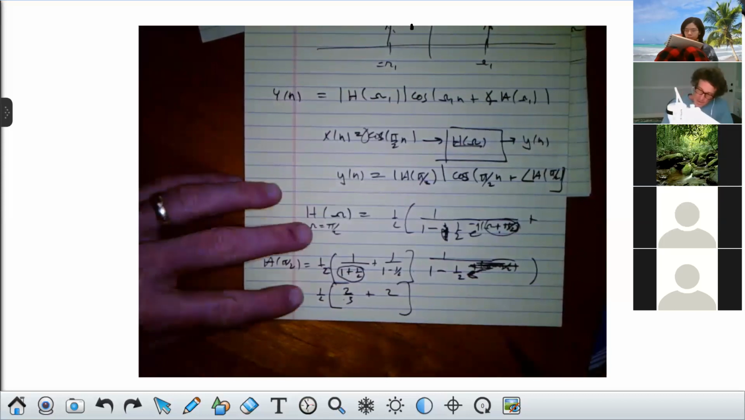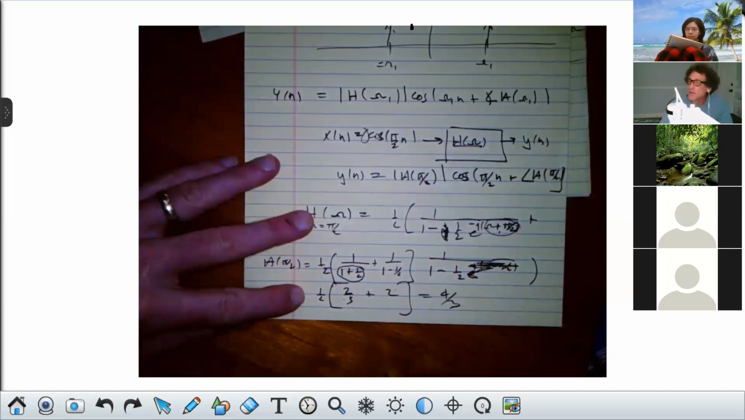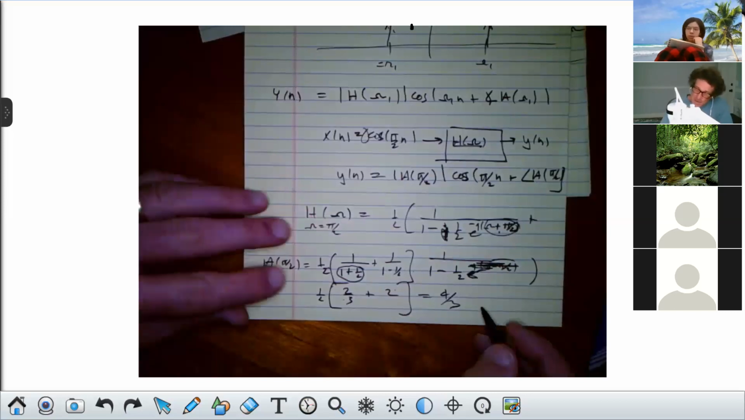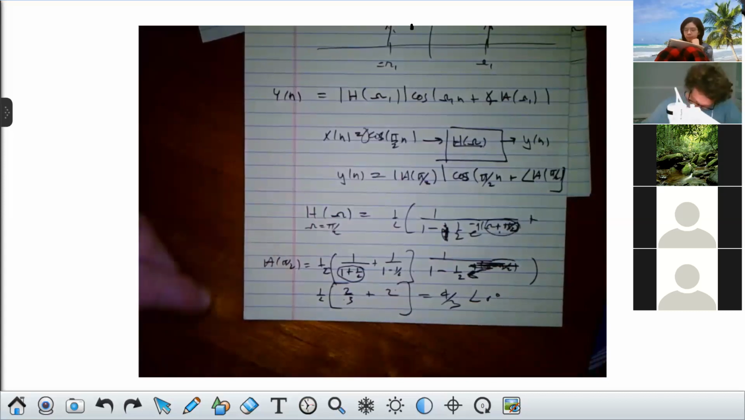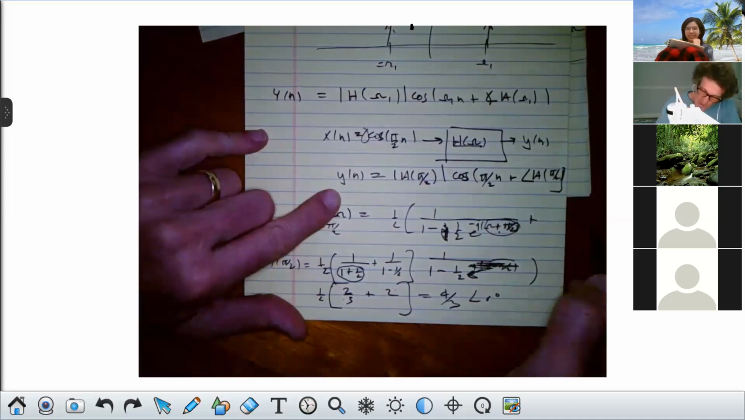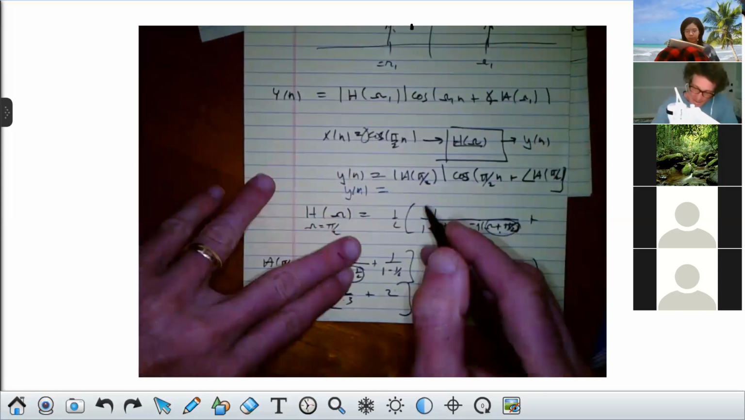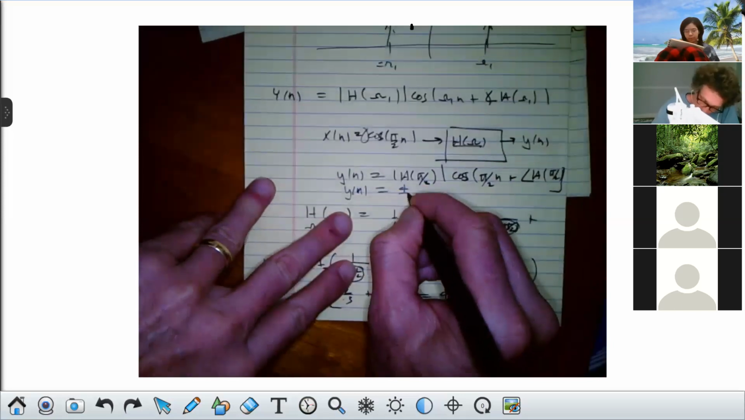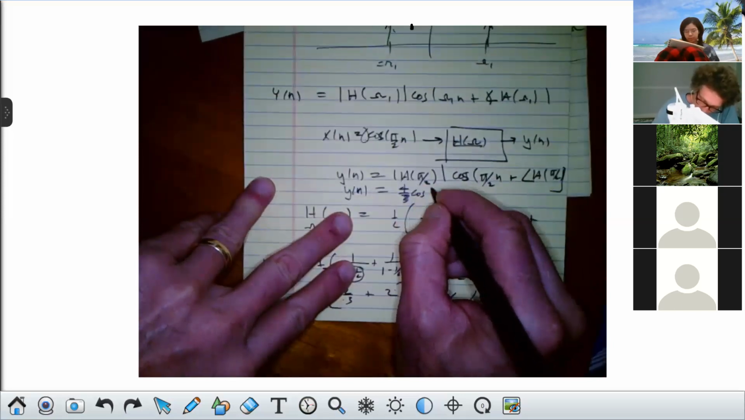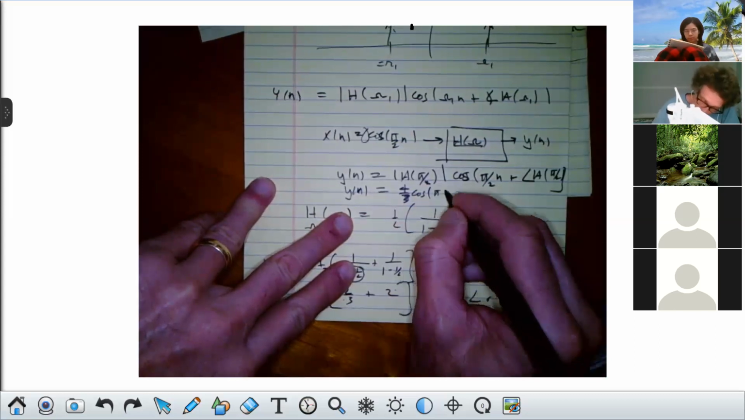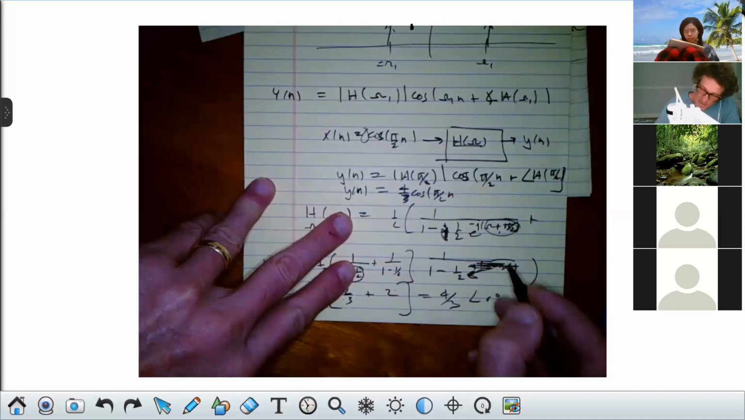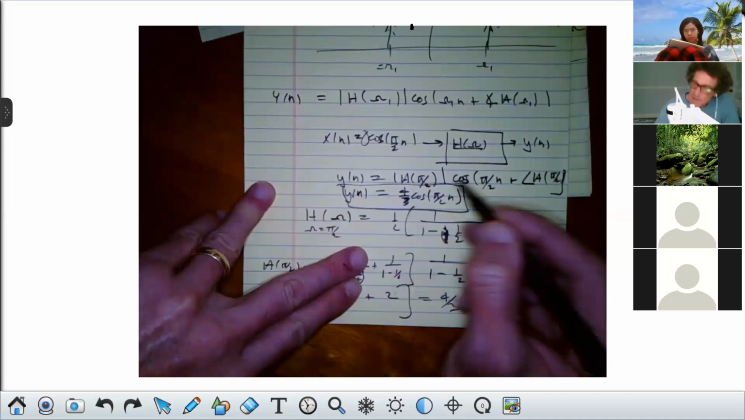Yes. Then what we're going to have is 1/3 plus 1, or this is 4/3, right? Agreed? Yep. Well, 4/3 has a phase angle of 0 degrees. So your output, after all this discussion, is simply going to be equal to y of n, which is 4/3 times cosine of pi over 2 n, and the phase angle is 0. And that's the output. That's what you get.